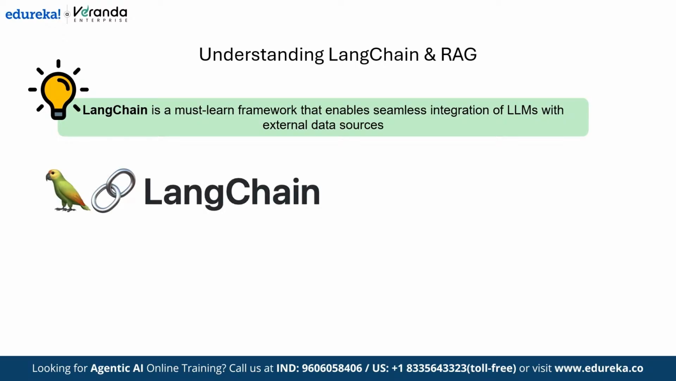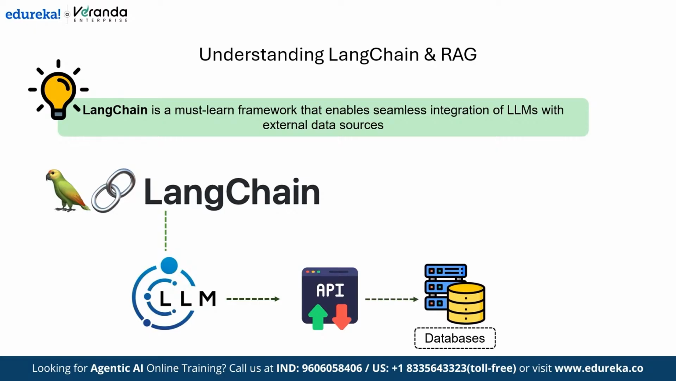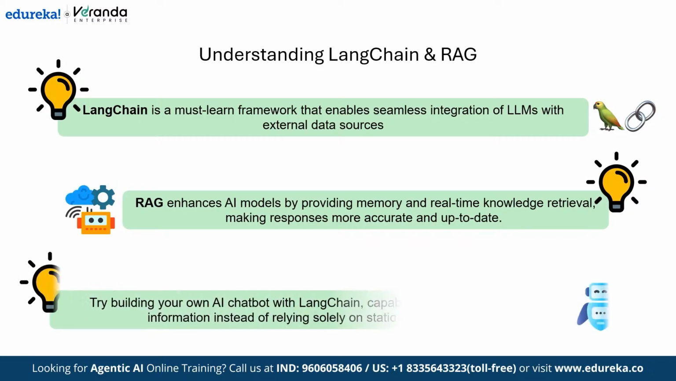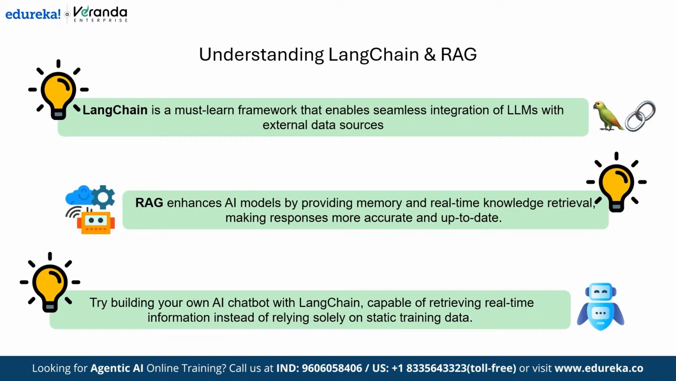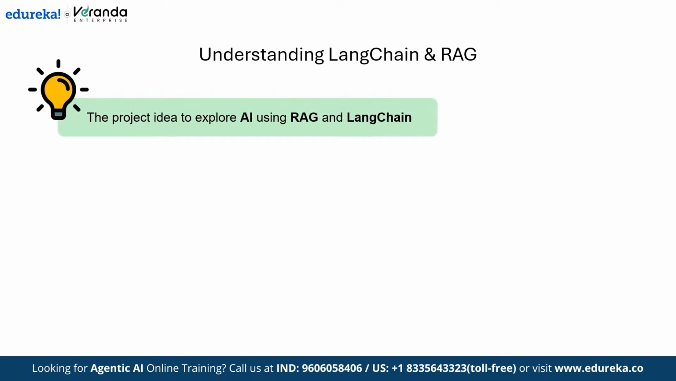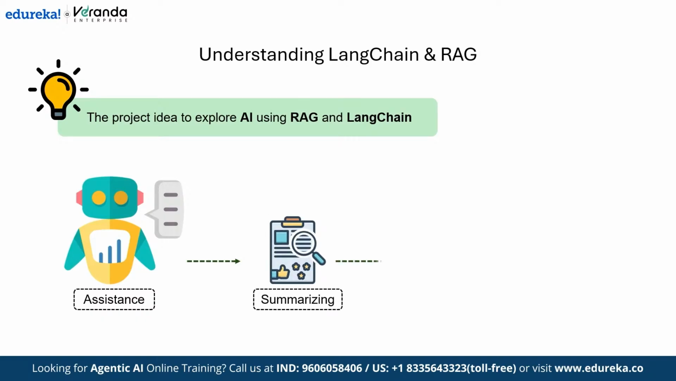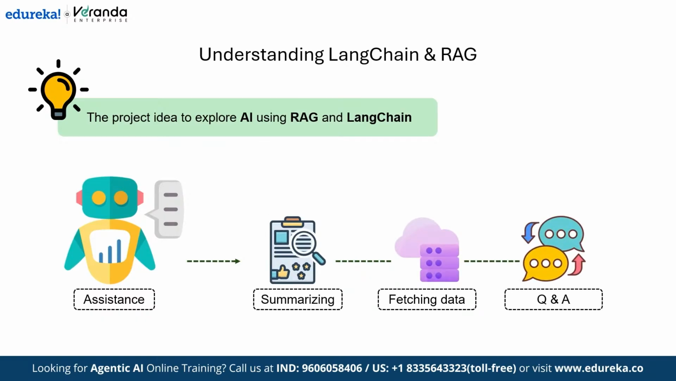LangChain is a must-learn framework that enables seamless integration of LLMs with external data sources, allowing AI agents to interact with APIs, databases, and documents. RAG enhances AI models by providing memory and real-time knowledge retrieval, making responses more accurate and up-to-date. For hands-on learning, try building your own AI chatbot with LangChain, capable of retrieving real-time information instead of relying on static training data. A great project idea to explore is an AI-powered research assistant capable of summarizing papers, fetching real-world data, and answering domain-specific questions.